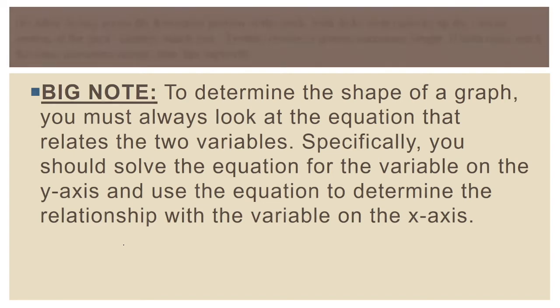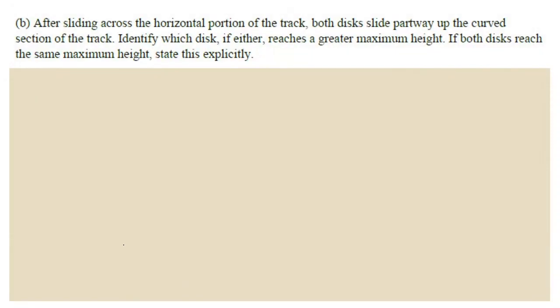All right, and that brings us to part B of this question. Part B says, after sliding across the horizontal portion of the track, both discs slide partway up the curved section of the track. Identify which disc, if either, reaches a greater maximum height. If both discs reach the same maximum height, state this explicitly.